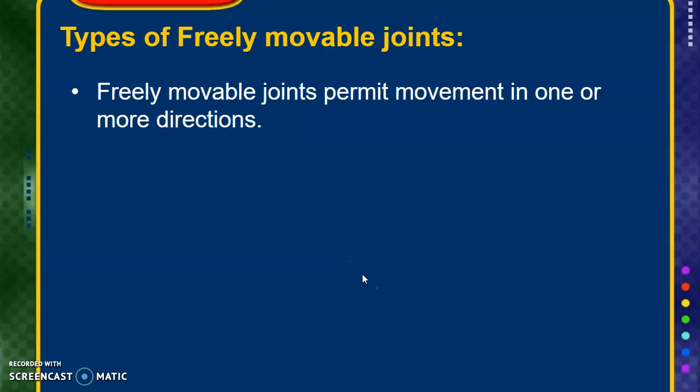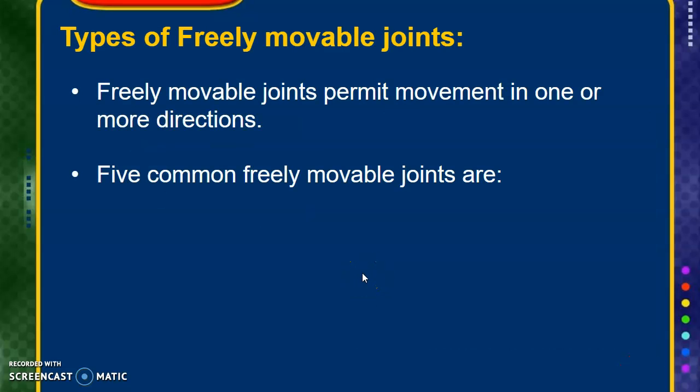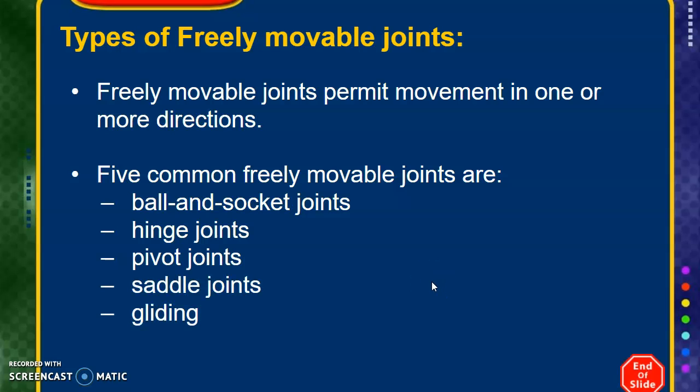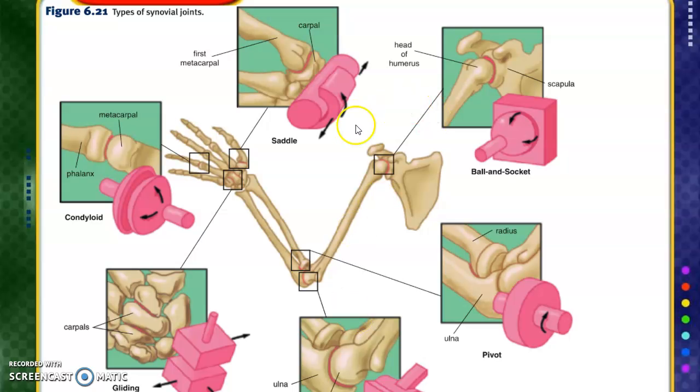So there are 5 kinds of freely movable joints I want you to be aware of. There's a joint called a ball and socket. There's a freely movable joint called a hinge joint. One called a pivot joint. One called a saddle joint. And one called a gliding joint. These are not all of them, but those are the 5 main ones that I want you to be aware of. So let's take a look at each of these in this picture.